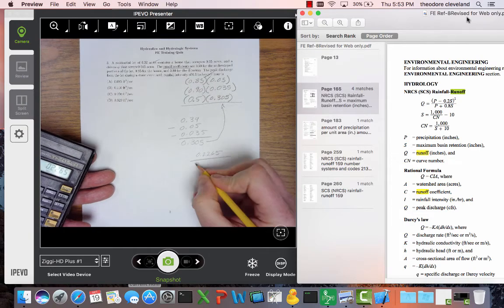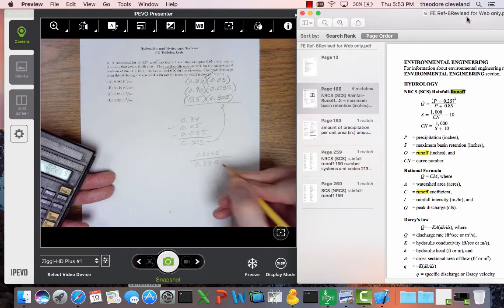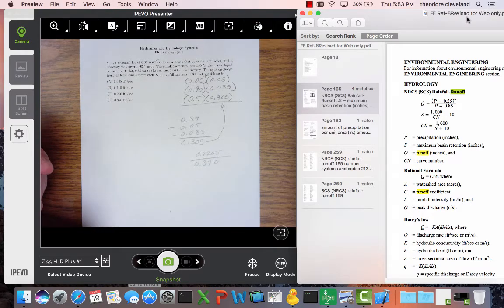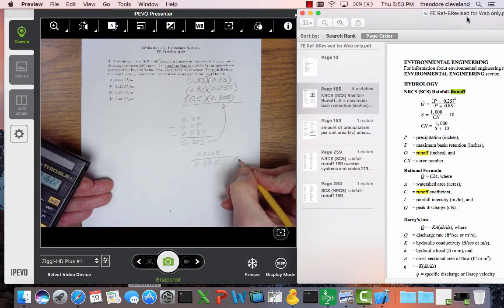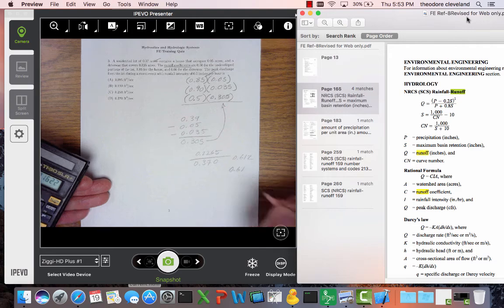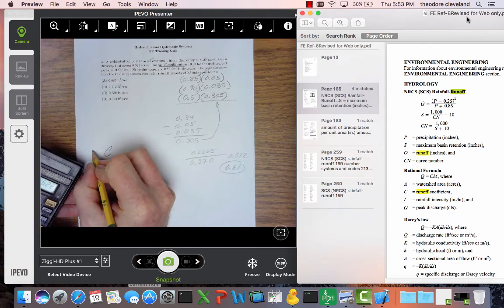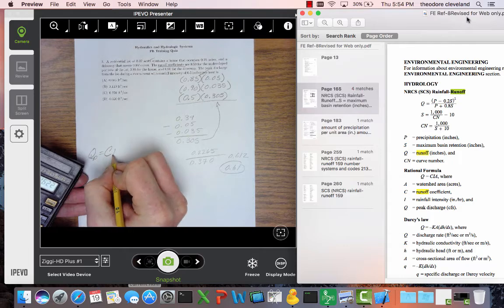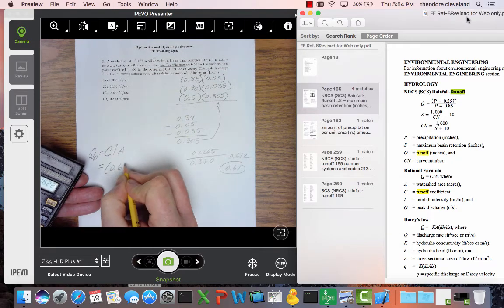We'll divide that by the total acreage, 0.370. And we have a composite runoff coefficient of 0.612. I think I would go with 0.61. All right, now we can apply Q equals CIA. We've just determined the composite, 0.61.